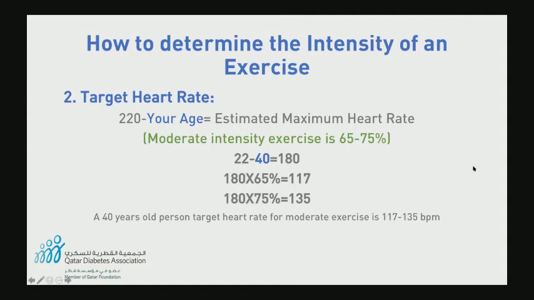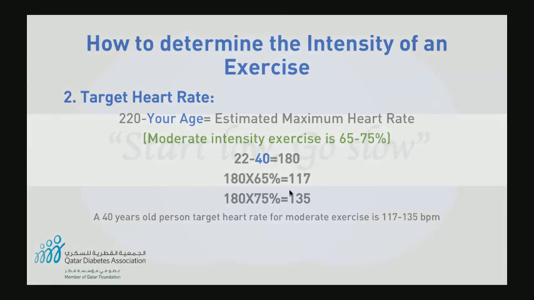So you can use this equation to calculate your estimated maximum heart rate, and then you can determine the range for you, according to your age, when you are doing a moderate exercise. For example, if you go below 65%, that means you're doing a light exercise, and above 75%, this means that you are in a high intensity exercise.